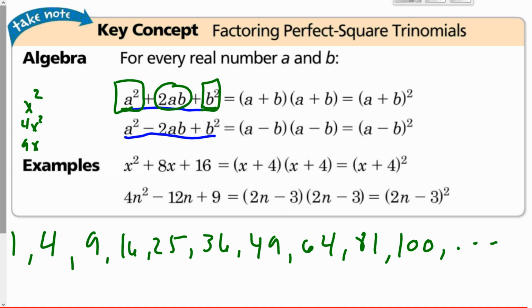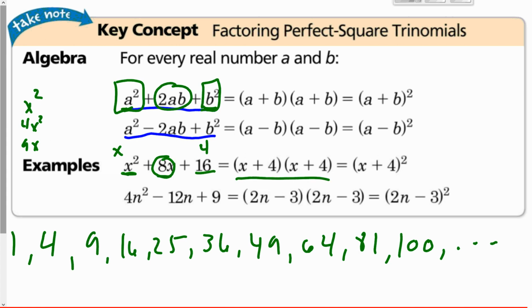If I take this and square root it, I get x. What times what is x squared? That's x. What times what is 16? That's 4. Now if I take those two and multiply them and multiply by 2, do I get the middle? Yes. X times 4 is 4x. 4x times 2 is 8x. So that means it's going to factor just like this.